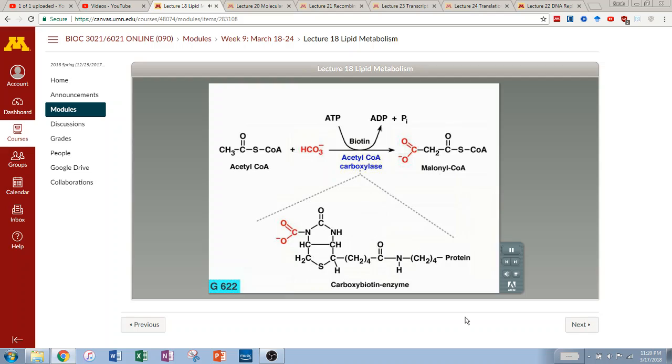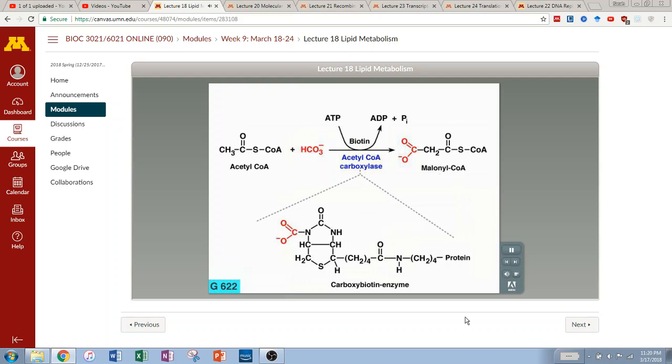In the first stage, bicarbonate becomes covalently attached to the coenzyme to form a carboxybiotin intermediate. The attachment of bicarbonate to the biotin coenzyme is coupled to the cleavage of ATP to ADP and inorganic phosphate. In the second stage of the reaction, the activated carboxyl group is transferred from biotin to acetyl-CoA to form malonyl-CoA.